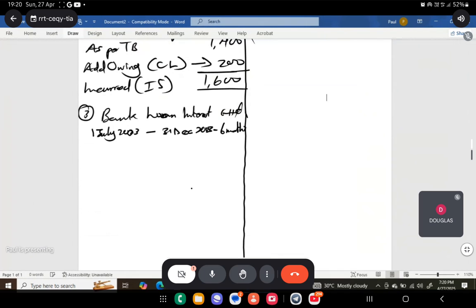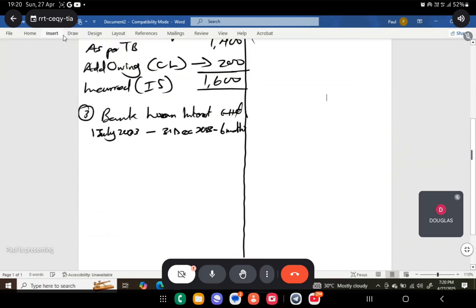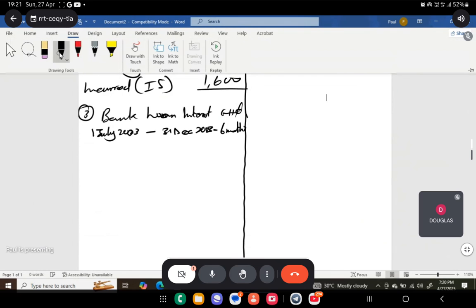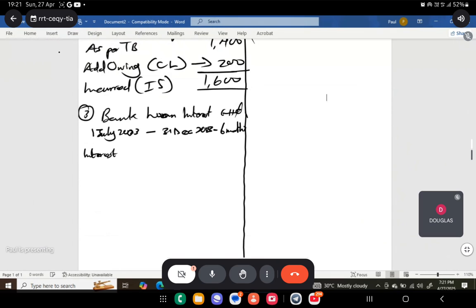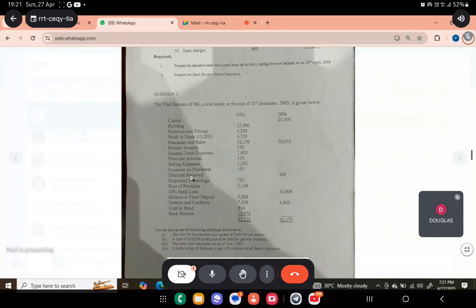So we will find interest on the loan. Interest on loan. So this becomes 10% on the loan amount. The reason why I'm saying 10% is because you can see it says 10% bank loan. So the 10% becomes the effective interest rate. And the loan amount is 10,000.